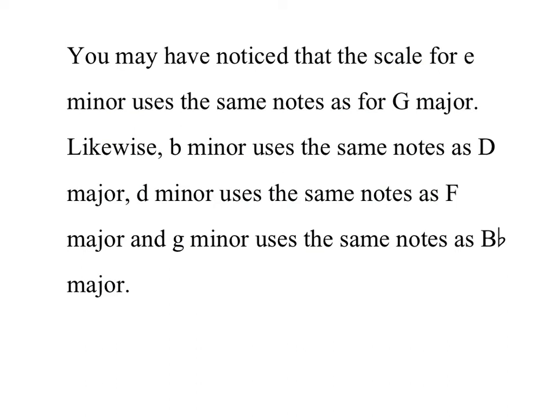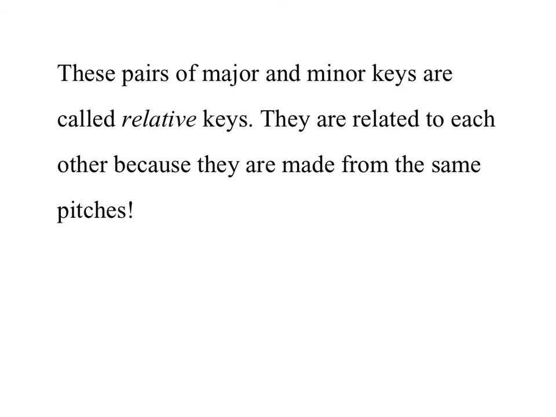You may have noticed that the scale for E minor uses the same notes as for G major. Likewise, B minor uses the same notes as D major. D minor uses the same notes as F major, and G minor uses the same notes as B flat major. These pairs of major and minor keys are called relative keys. They are related to each other because they're made from the same pitches.